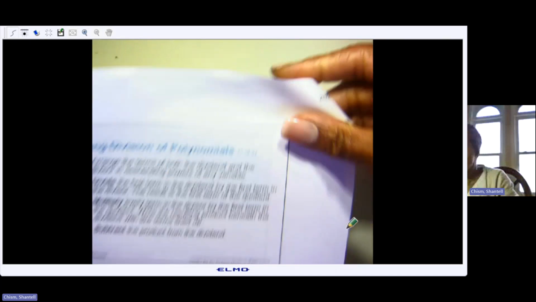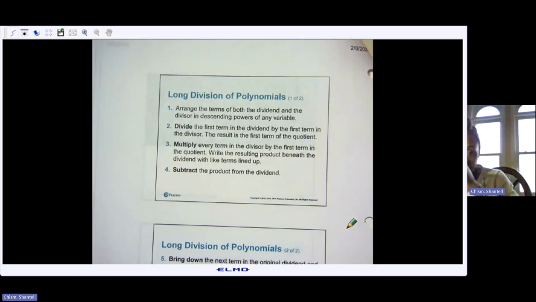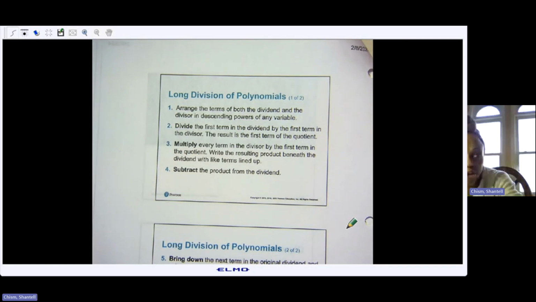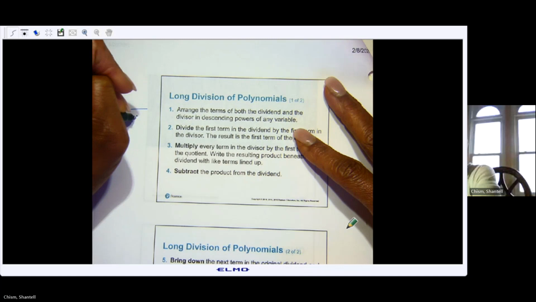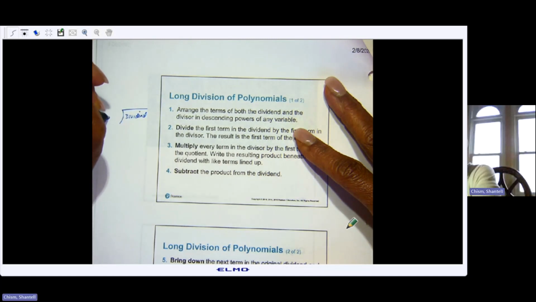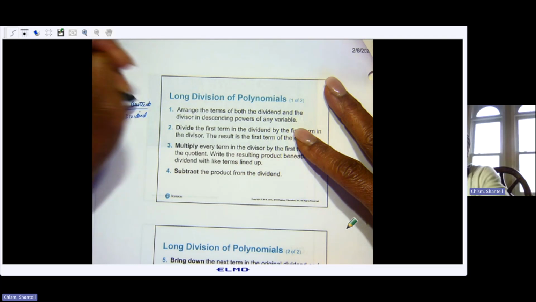So long division. We've got some basic steps for long division, which are similar to our long division steps for arithmetic. You will have your dividend under the rooftop. I guess you can call this a rooftop. Here would be your dividend. Here would be your divisor out here that you're dividing by. Divisor. I can't spell, y'all. And here would be the answer, which is called the quotient.